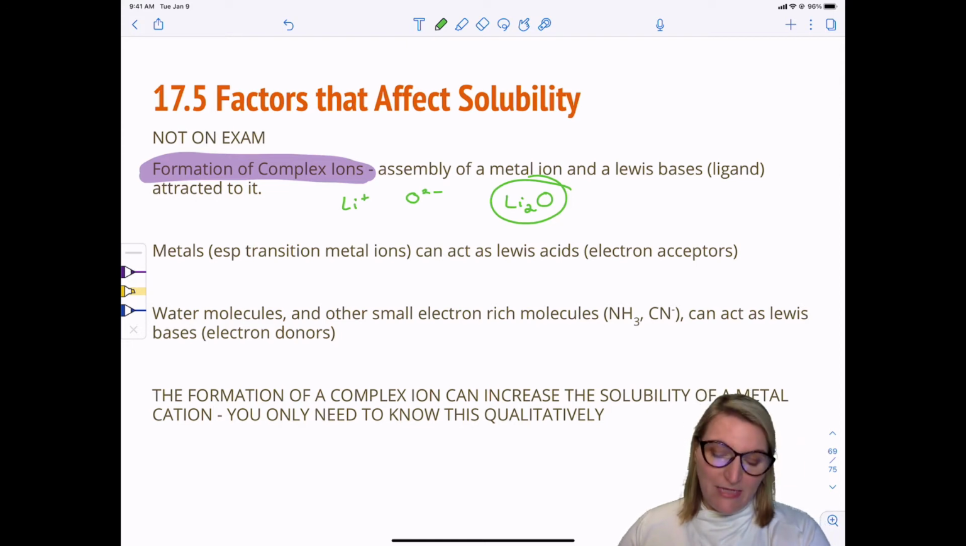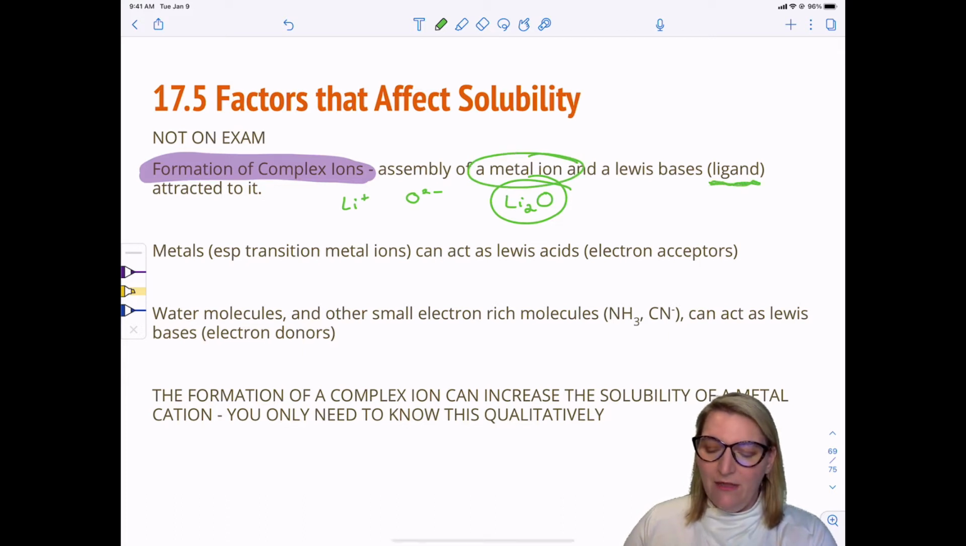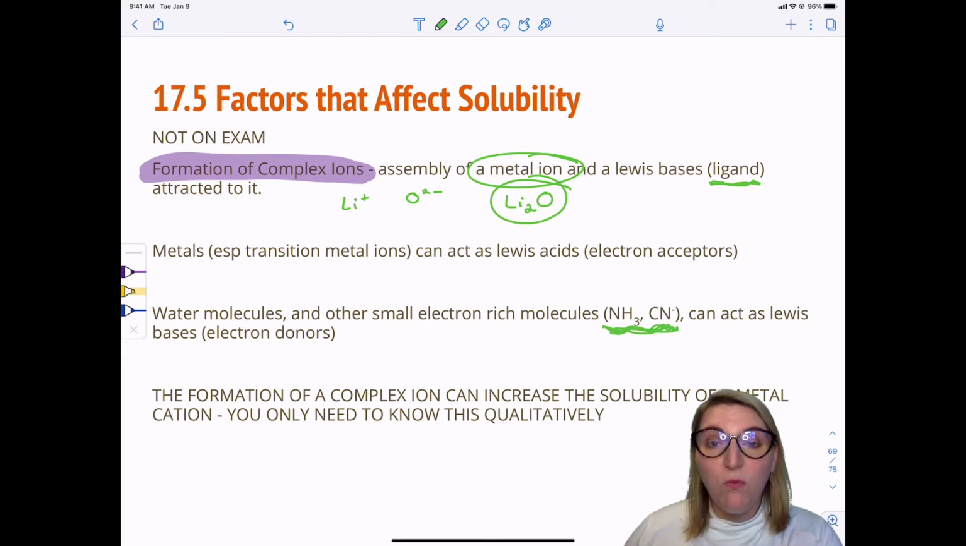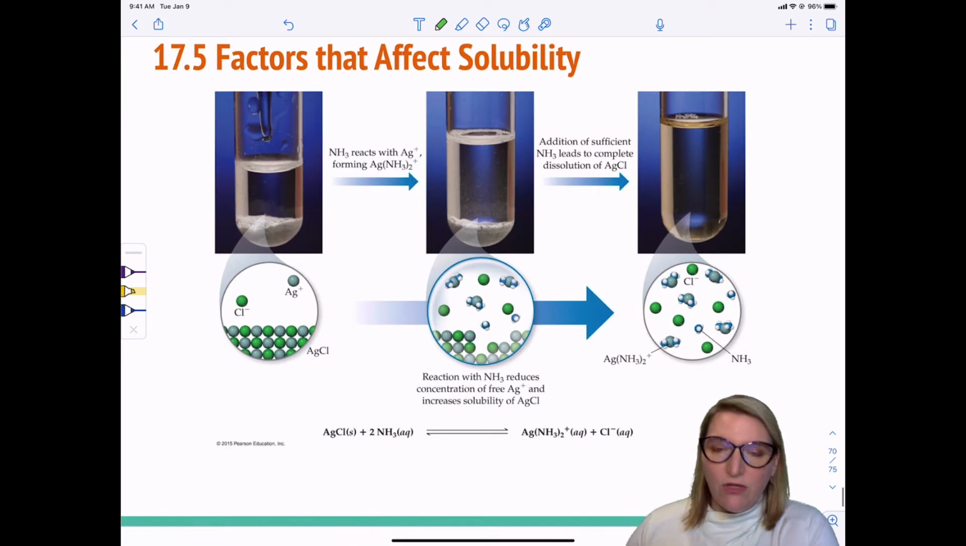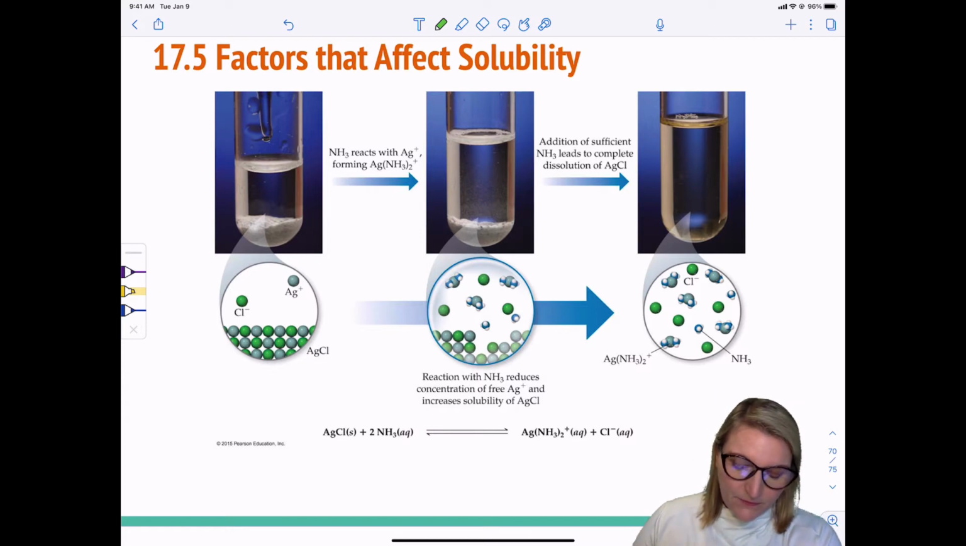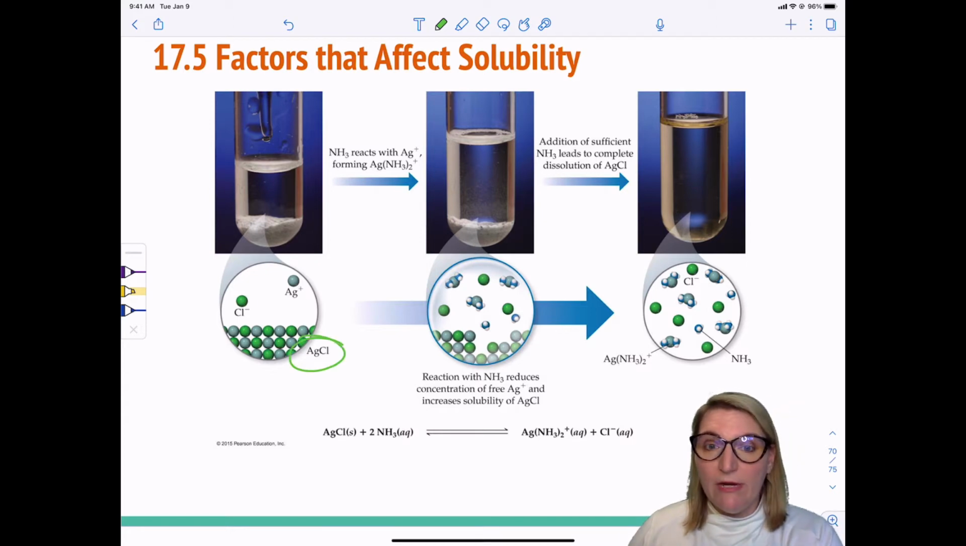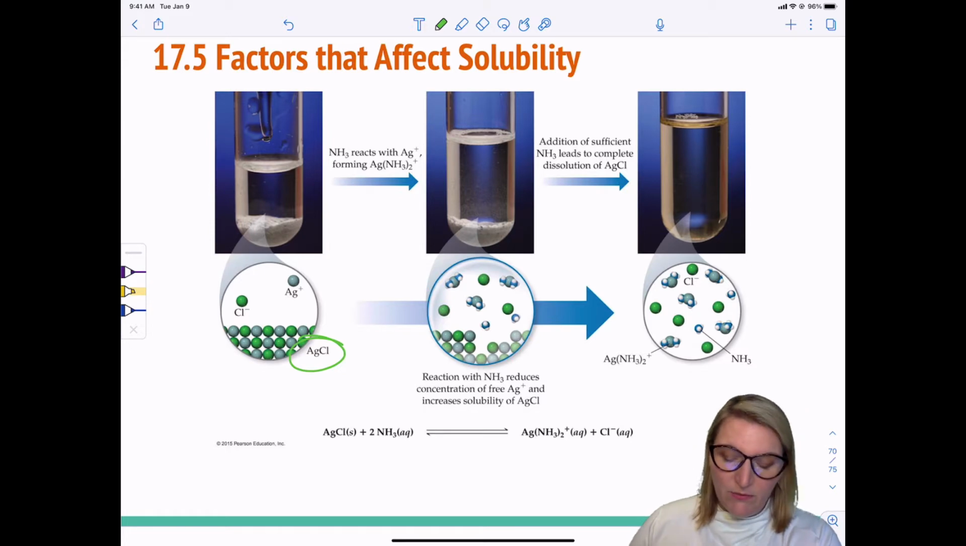What can happen sometimes is that you can have a metal ion and then something called a ligand that attracts to it. What the heck is a ligand? A ligand is usually an electron-rich molecule, like water would be an example of that. And because this works very similar to what we've been talking about with the acidic cations and such, this can affect solubility. So I just want to show you this so that you know that it exists in case you see it again. But if you look in here, here's silver chloride. Silver chloride is insoluble. You can see the precipitate forming down there.